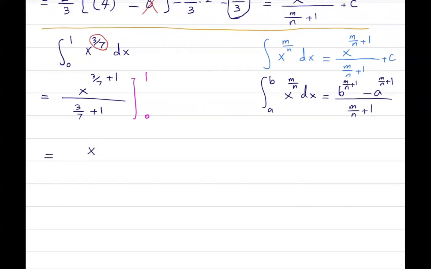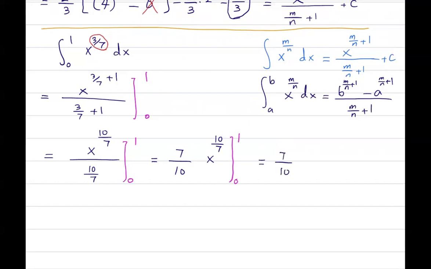This becomes x to power, if you take common denominator, you get 10 divided by 7, x ranges between 0 to 1, which in turn can be written as 7 over 10, and x to power 10 divided by 7. Some people prefer to write this in root form instead of fraction form. So you can write this as 7 divided by 10, the 7th root of x to power 10. x ranges between 0 to 1.